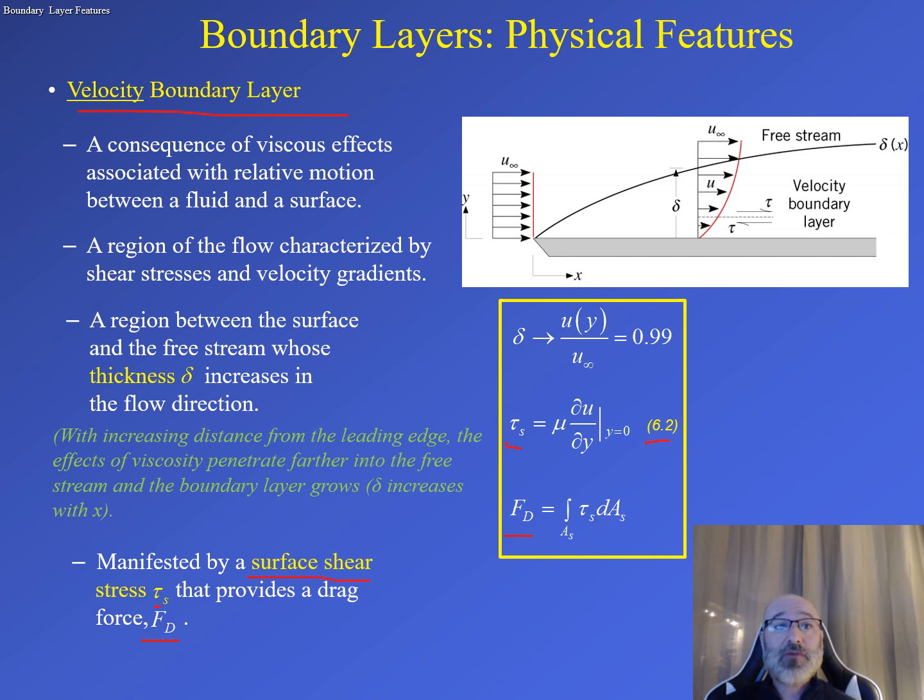So for our surface shear stress, if we're assuming a Newtonian fluid, the surface shear stress may be evaluated from the knowledge of the velocity gradient at the surface. And that's what equation 6.2 is, where this mu is a fluid property known as our dynamic viscosity. Now in the velocity boundary layer, the velocity gradient at the surface depends upon that distance x from the leading edge of the plate. Therefore, our surface shear stress and our friction coefficient will also depend on this value for x.